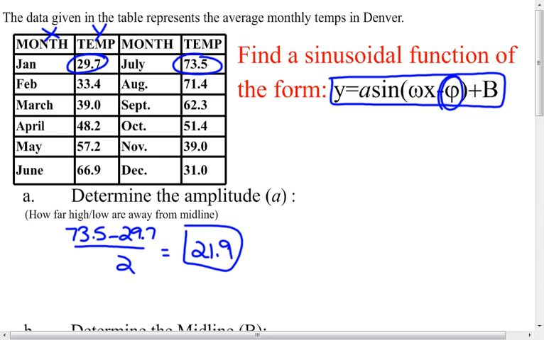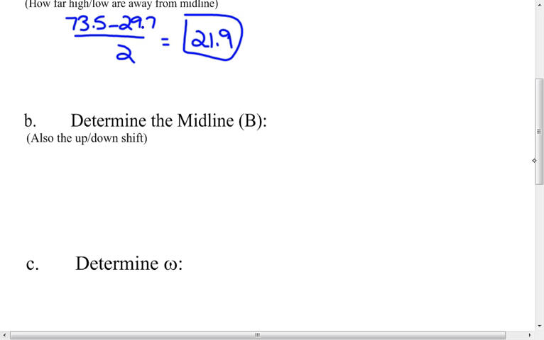Okay, then the midline of your curve, same numbers, only it's the high plus the low divided by 2. And when you do that, you will get 51.6.